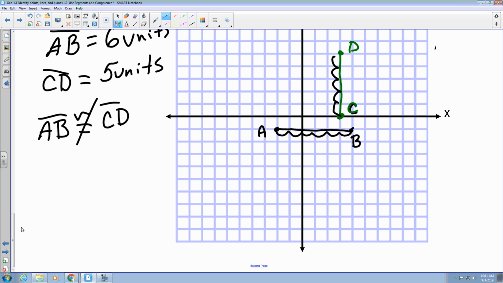And that is being able to use segments and congruency. Hope this helps.